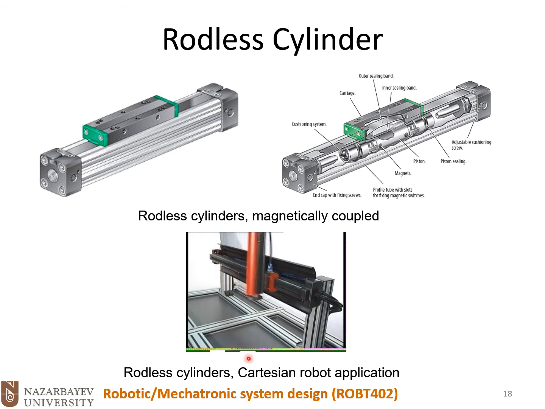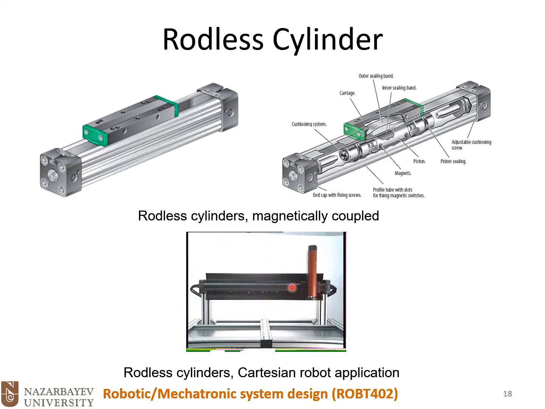So we have two actuators, two pneumatic actuators. The first one is this horizontal cylinder, which is a rodless cylinder, and the second one, which is a regular pneumatic cylinder, has a rod and extends inward and outward.